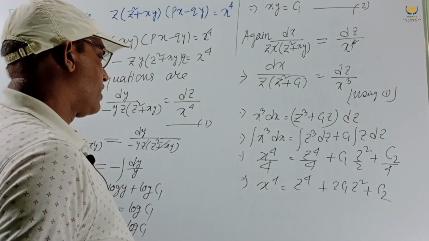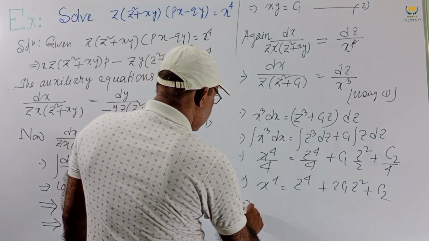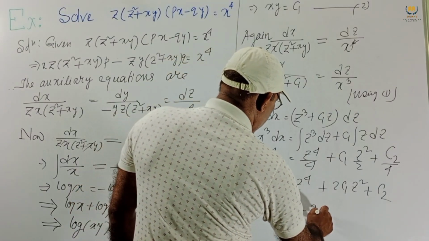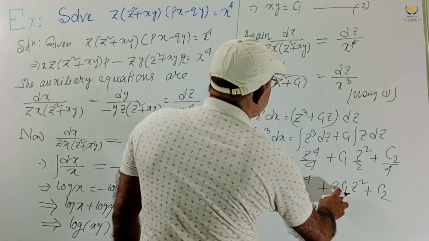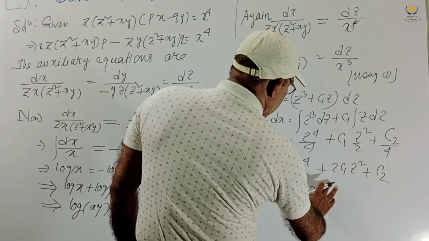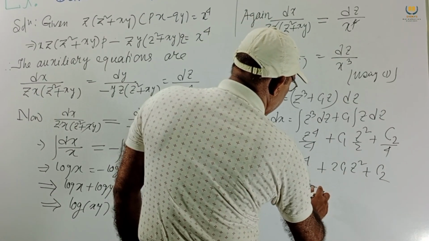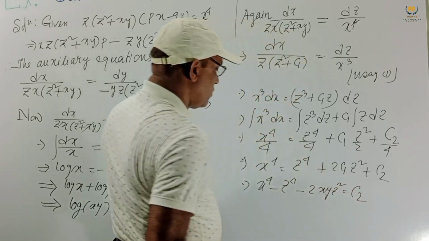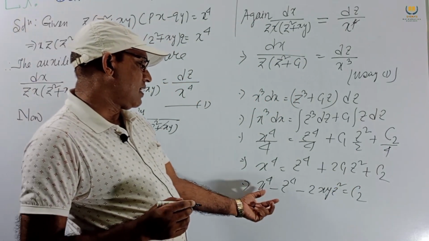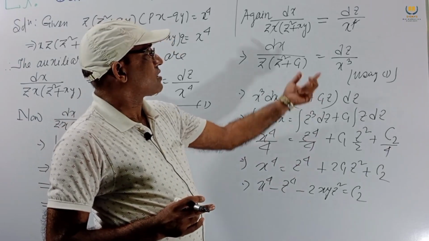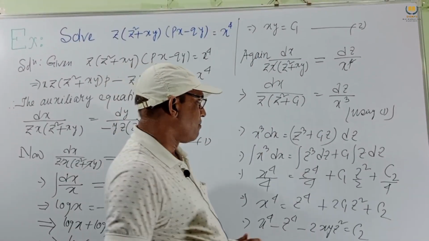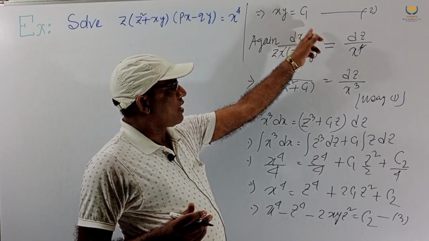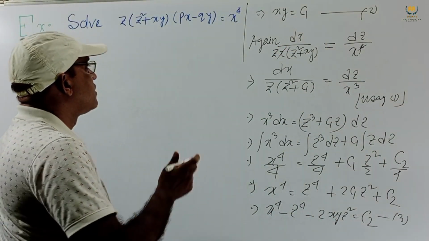We get this, and this is x to the power 4 minus z to the power 4 minus 2 z square c1. c1 means xy. So we get x to the power 4 minus z to the power 4 minus 2xy z square equal to c2. We get this one. This is the second equation. First equation is this, second equation is this. This is number 3. We get equation number 2 and 3. These are the required equations.